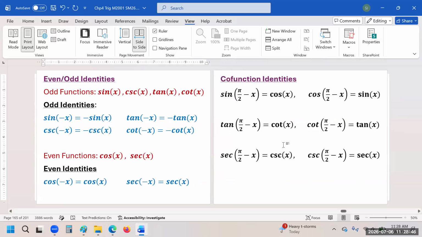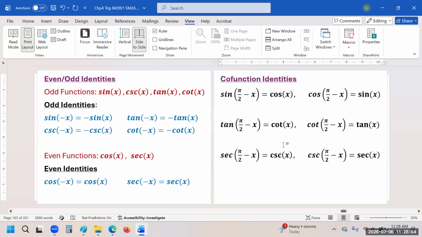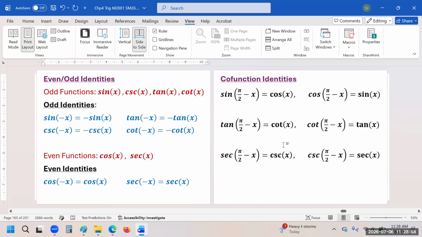Do you have more? Yeah, few more. Okay. The last type, I believe. Yep. The last type of identities are co-function identities.